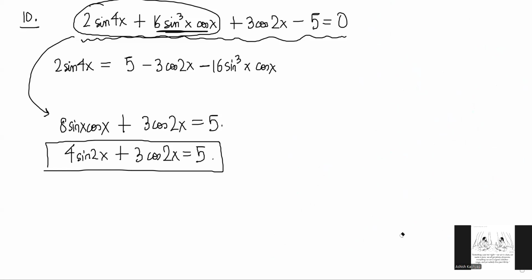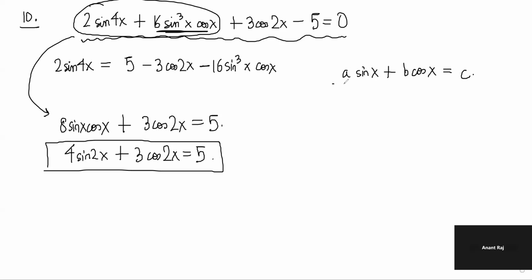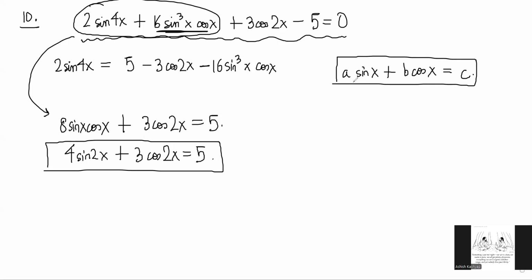We have to solve an equation like this: 4 sin 2x plus 3 cos 2x is equal to 5. This method is pretty standard. This is an equation of the form a sin x plus b cos x equal to c. Multiplying by a upon root a² plus b², that kind of thing. Not multiplying, dividing both sides. Oh, yeah, yeah.